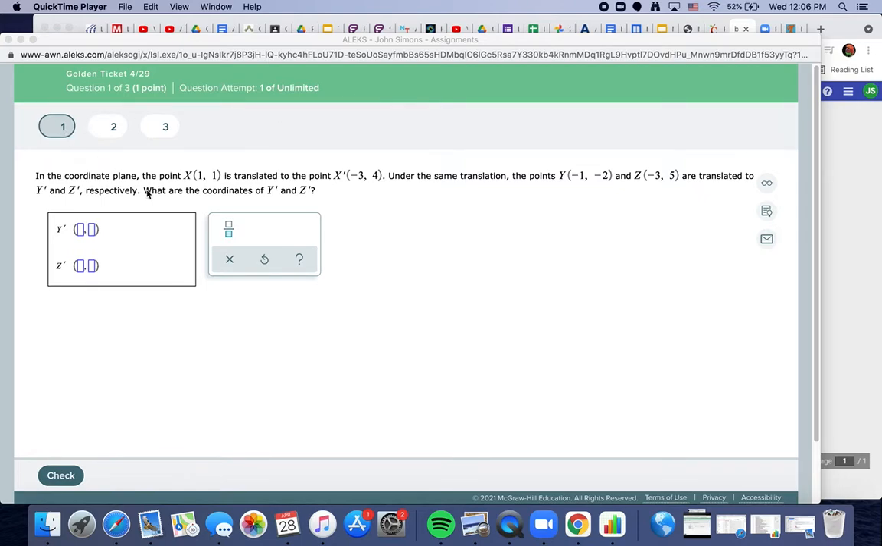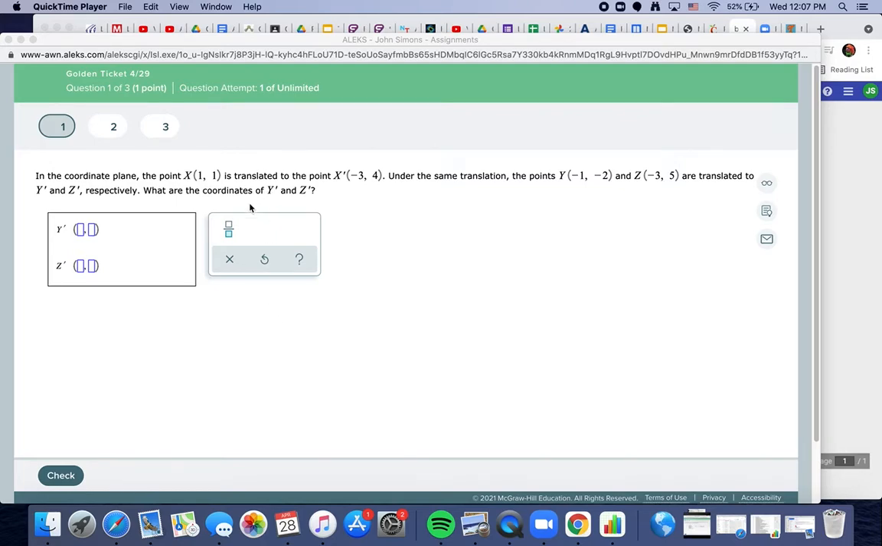All right, so if I read the problem, and I'll do that for you right now, it says in the coordinate plane, the point x, which is at 1, 1, is translated to the point x prime. That's what that little apostrophe means. And that is at the point -3, 4. All right? So under the same translation, so they're saying using the same rule, you have these other 2 points, y and z, and they're translated to y prime and z prime. That means that they're getting the same rule applied to them that was applied to x. All right, and then they just want you to find those coordinates.